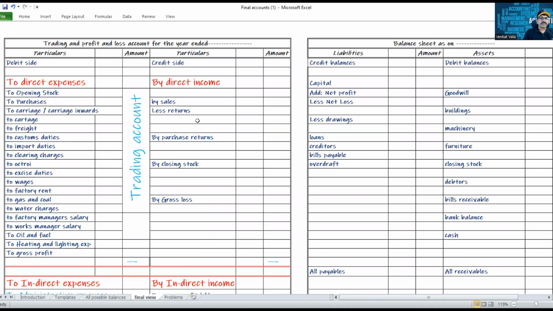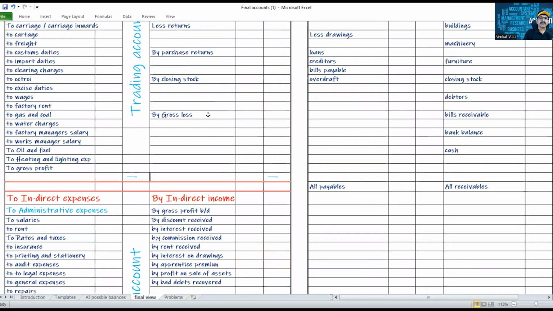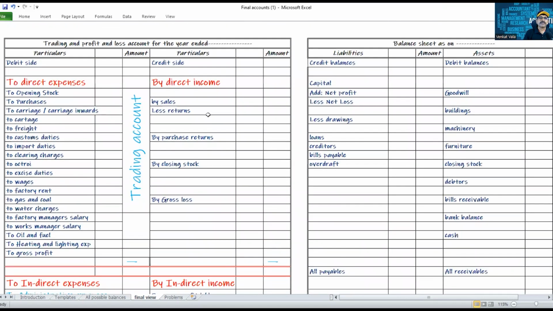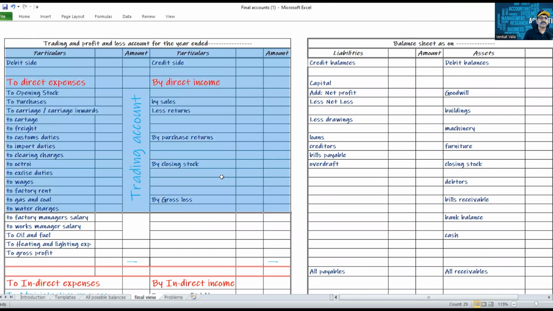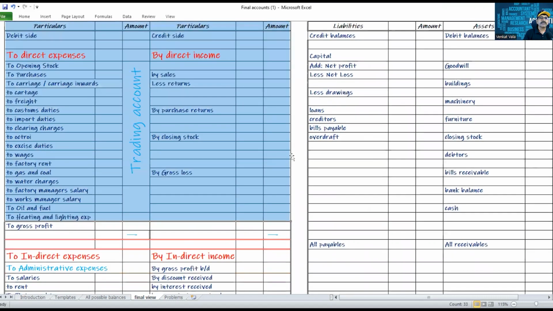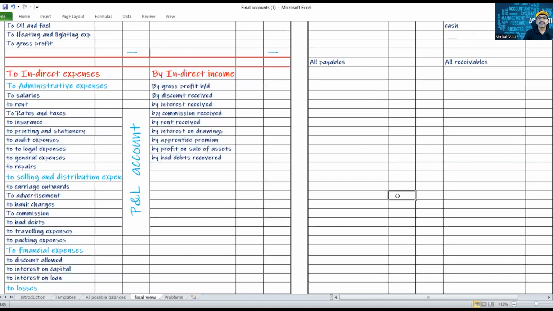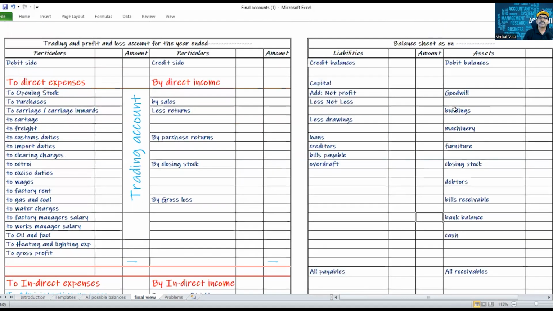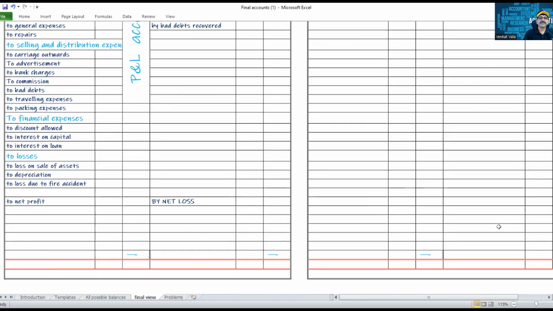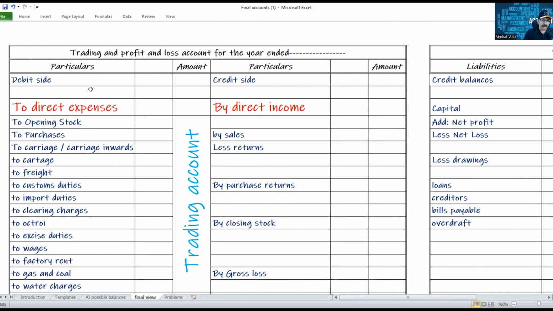So let's have a quick look into the template. This is the overall view of trading profit and loss account and balance sheet. As mentioned earlier, the first half is the trading account, the next half is the profit and loss account, and finally the balance sheet with liabilities and assets. In the trading account, we have both debit and credit sides. The debit side will have all direct expenses and the credit side will have direct income.